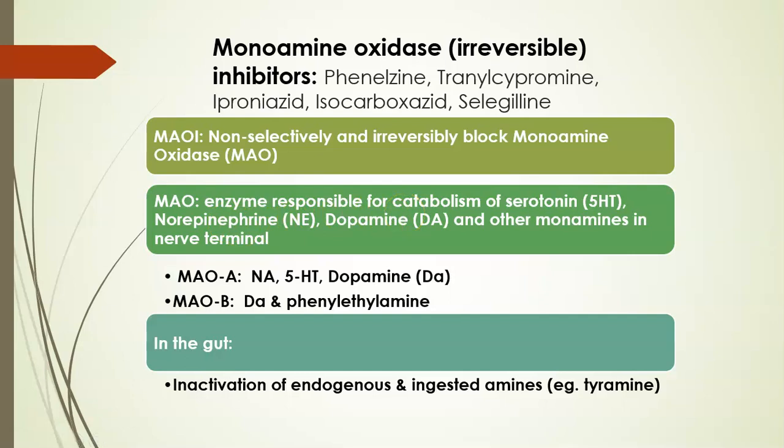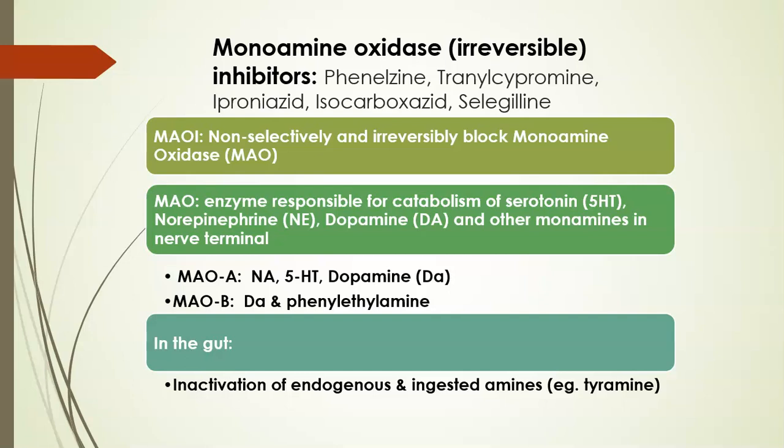So there are two main subtypes, okay, MAO A and MAO B. And MAO A breaks down the monoamines, right? The noradrenaline, 5-HT, and also dopamine. And MAO B affects dopamine and also phenylethylamine. Now, interestingly, in the gut, inactivation of endogenous and ingested amines is also mediated by the MAO enzymes.